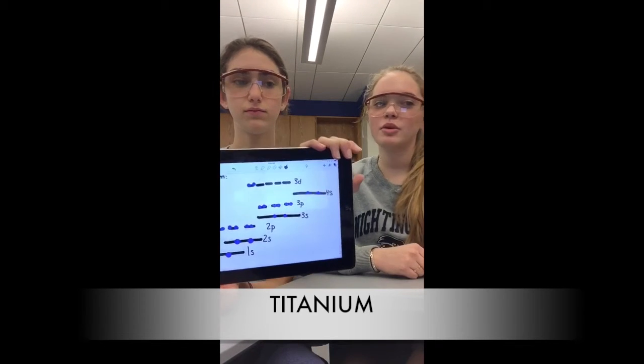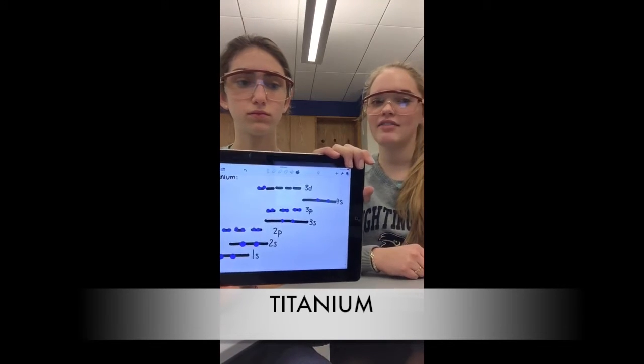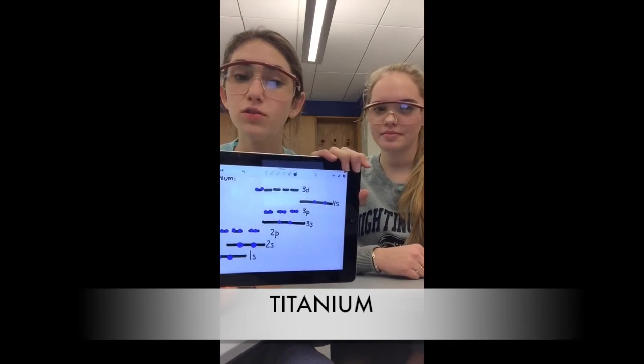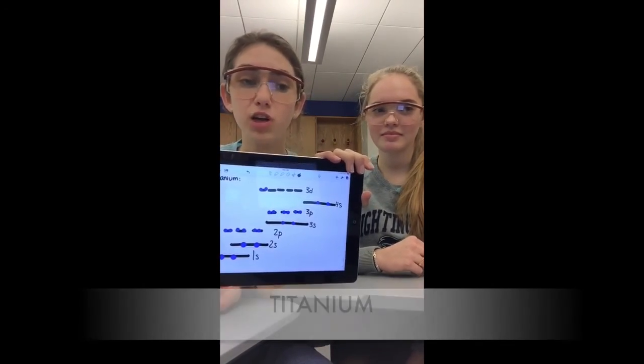In order to make the 4s orbital the last full orbital, titanium must lose 2 electrons, giving it a +2 charge. It could also lose 4 electrons to make 3p the last full orbital, giving it a +4 charge.